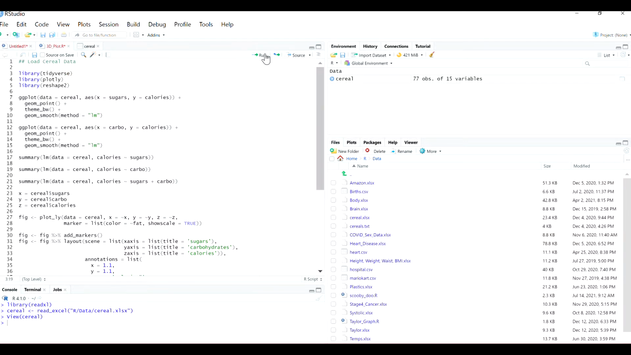I think I've already loaded these to begin with, but yes, these are all loaded. I'll be using these three packages throughout this video. The code is really not important in this video. I just want you to focus on conceptually what we're doing.